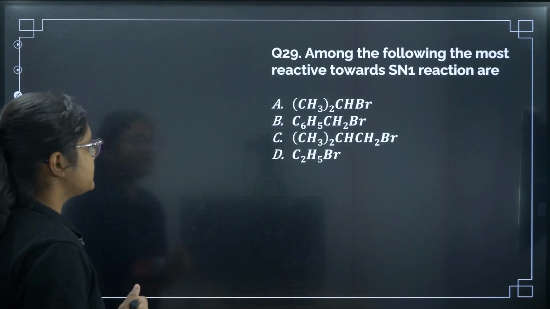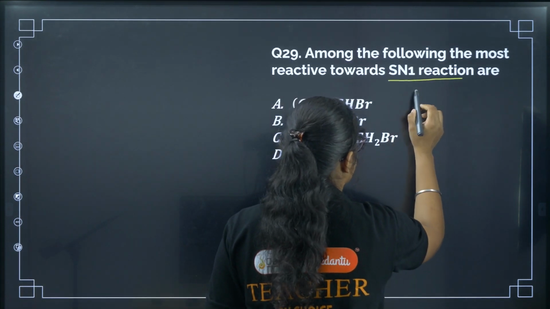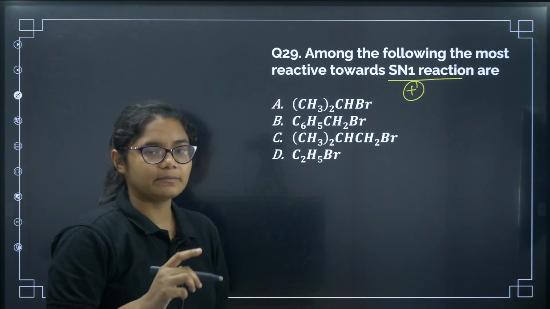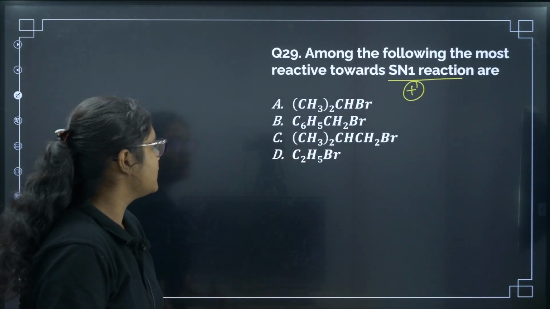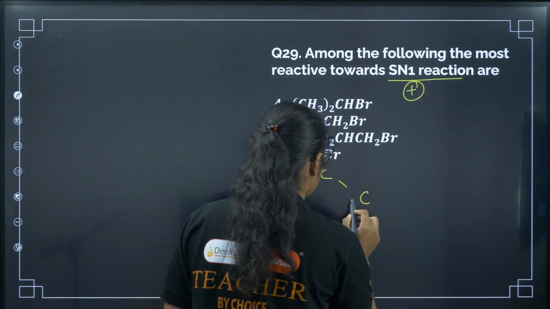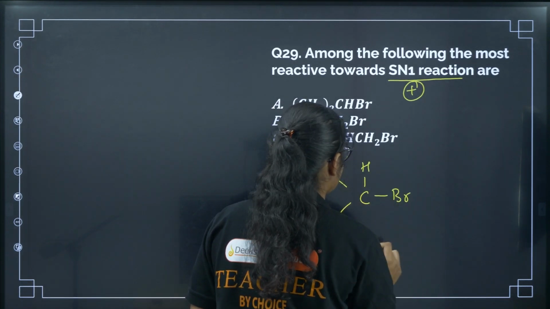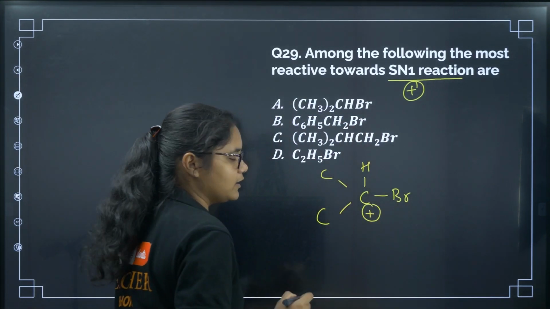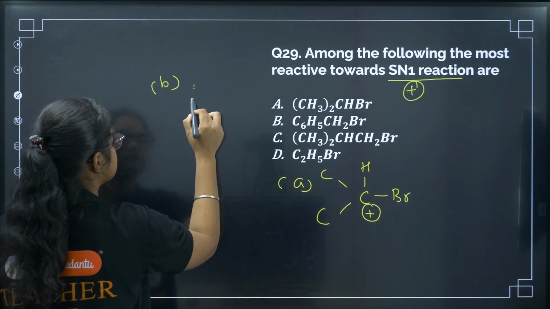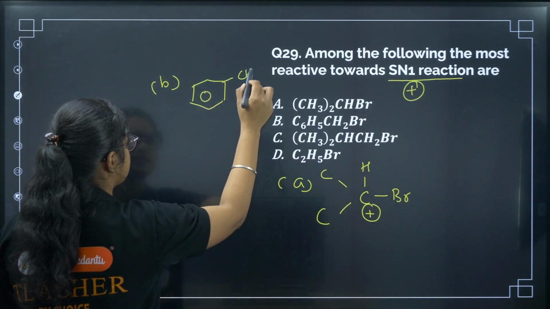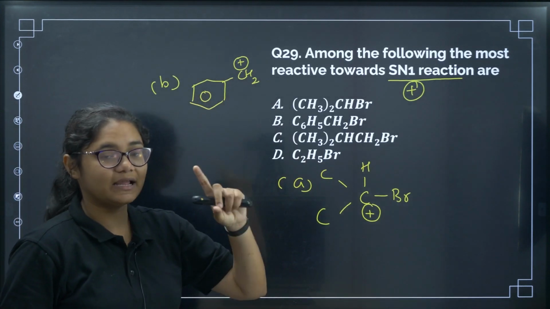Now next question, among the following, the most reactive towards SN1 reaction is. For SN1 reaction, we need to understand the stability of the carbocation. Wherever the carbocation is more stable, there the reaction will be faster. Now if you see here, it is CH3, and then we have CH, and then we have Br. Once this Br goes, we'll get a tertiary carbocation here, which is a stable one. Now if you consider option number B, you have C6H5 and then CH2 plus. When Br goes, we get a benzyl carbocation stabilized by resonance.